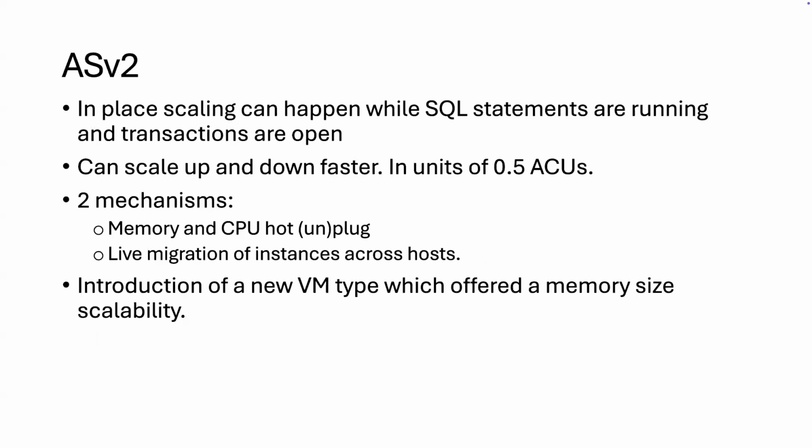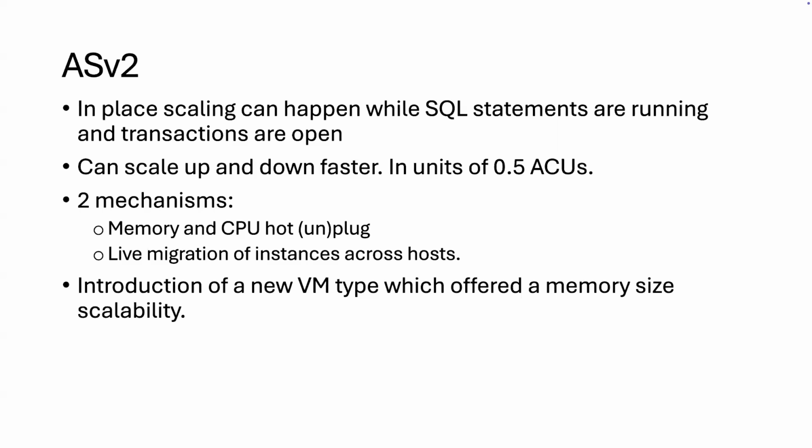Then Aurora Serverless V2 came, where we have in-place scaling, which can happen while SQL statements are running and transactions are open. It can scale up and down much faster, and the minimal unit by which it can scale up or down is 0.5 ACUs. They are currently using two major mechanisms. One is memory and CPU heat, basically reserving memory and CPU units. The second is that they can do live migrations of instances across hosts. These are the two key points we will be discussing going forward.